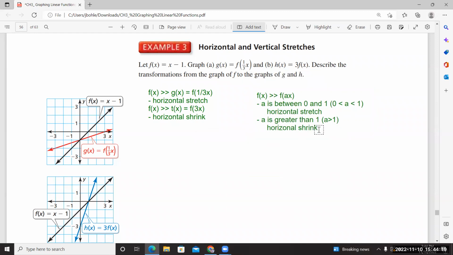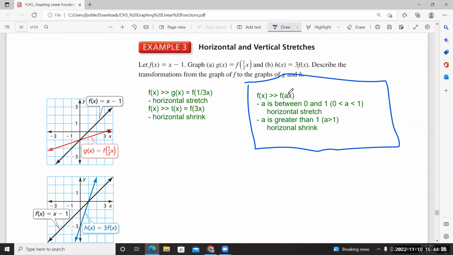Okay, so this right here is going to be kind of the big thing. This is when a is on the inside of the function notation. You want to remember that there's a difference between the a value on the inside and the a value on the outside. So now let's look and see what happens when the a value is on the outside.